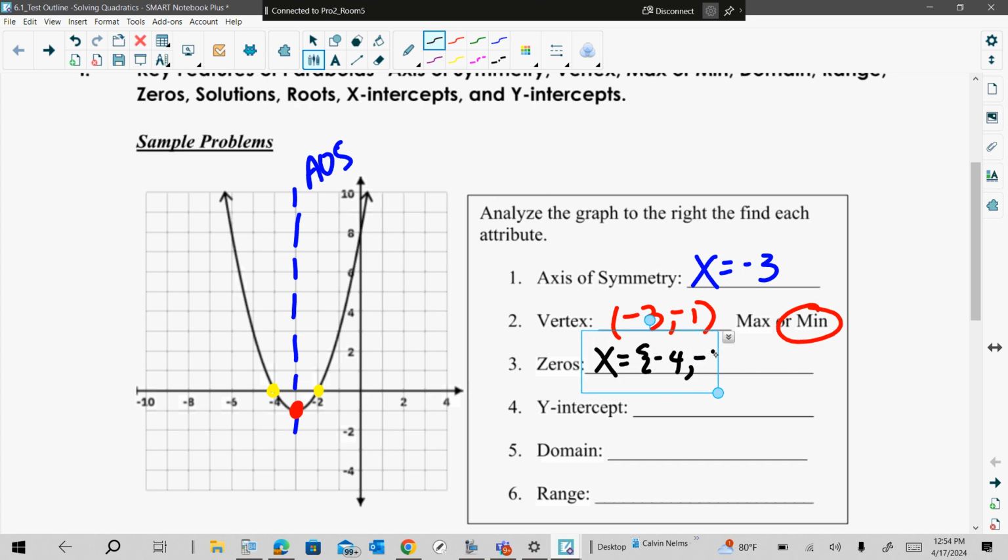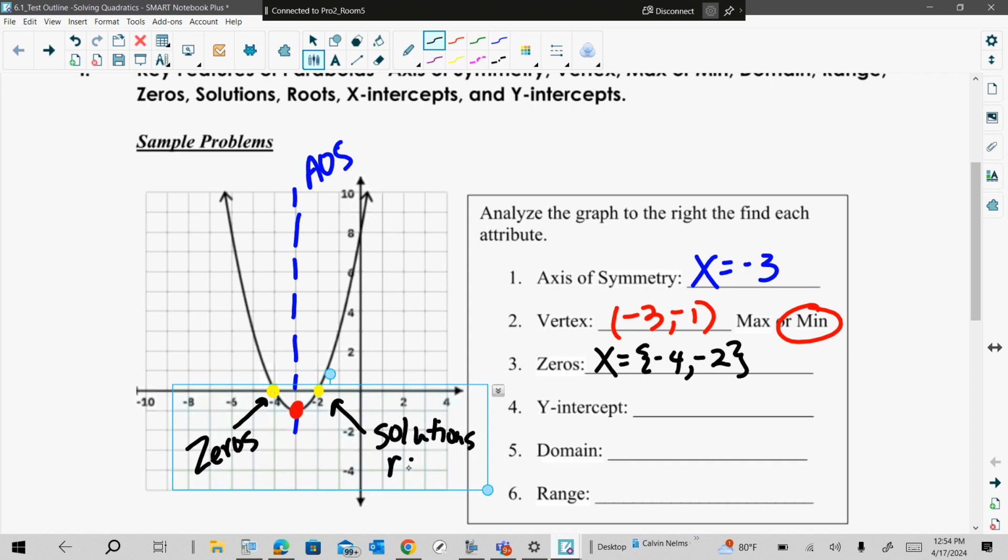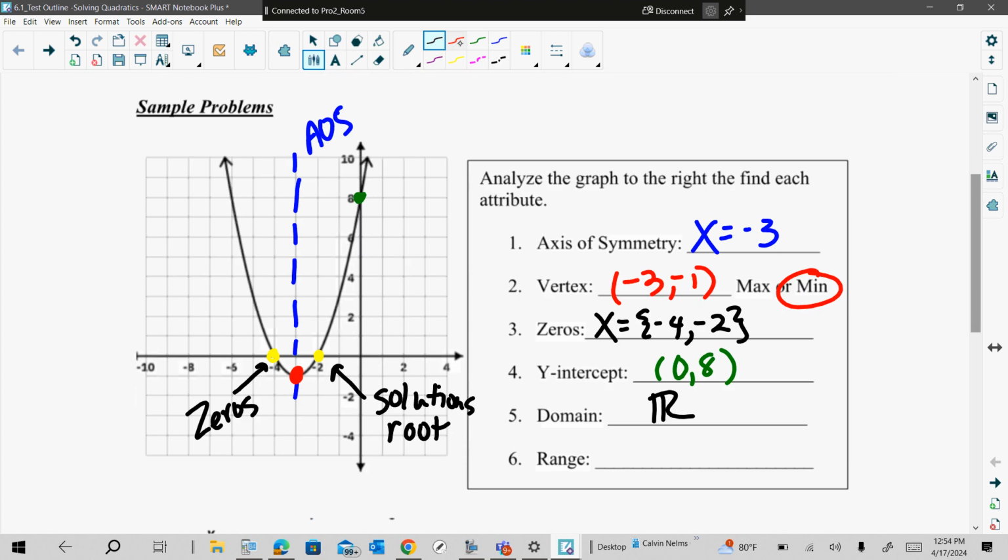-4 and -2. Your zeros are also called your solutions, or sometimes they refer to them as the roots. The y-intercept is our ordered pair where it touches the y-axis. That's at (0, 8). The domain is all real numbers. And our range is our y values, since it's opening up.